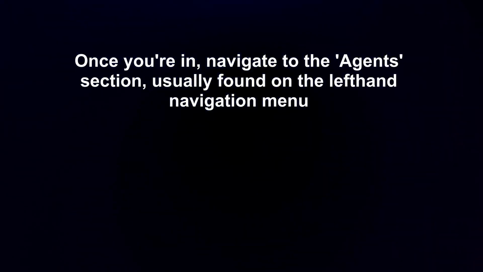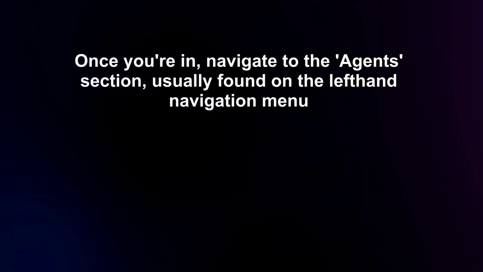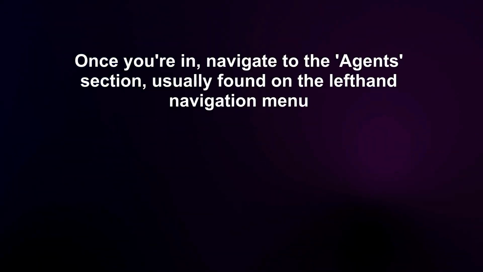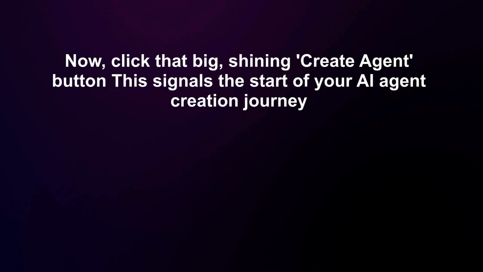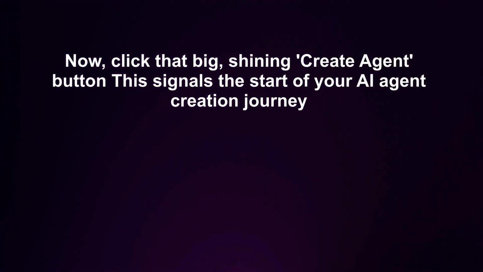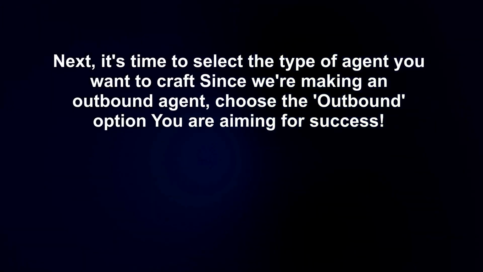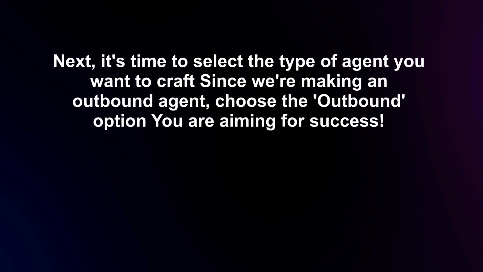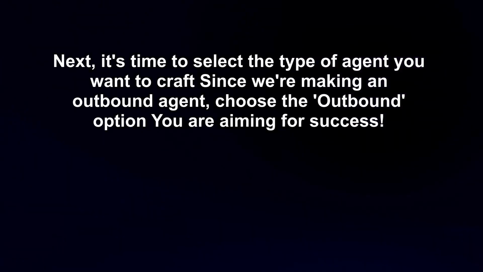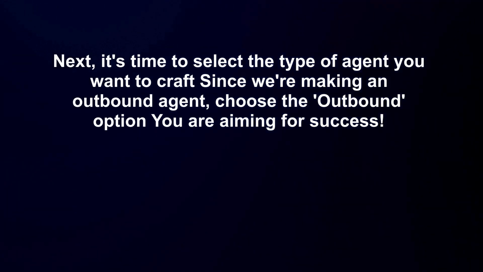Once you're in, navigate to the Agents section, usually found on the left-hand navigation menu. Now, click that big, shining Create Agent button. This signals the start of your AI agent creation journey. Next, it's time to select the type of agent you want to craft. Since we're making an outbound agent, choose the outbound option. You are aiming for success.